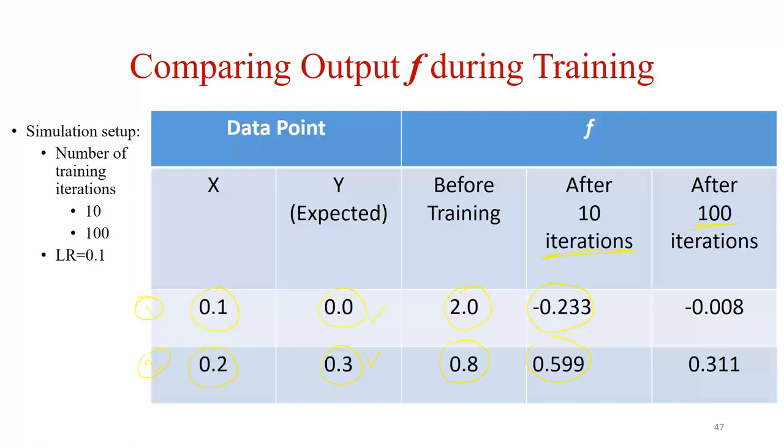But what happens if we do 100 iterations of training? Notice that we are getting much closer to the expected results. As we have done training, we have produced better values of parameters that minimize the error and the loss. You can see that after 10 and after 100 iterations, the output is much closer after 100 iterations of training as opposed to 10 iterations. And of course, both of them are much better than the values we started with.